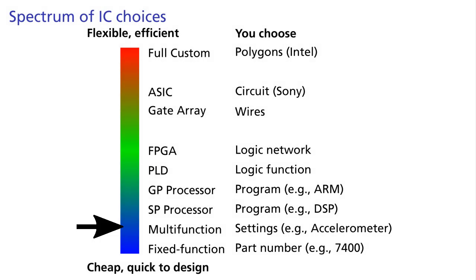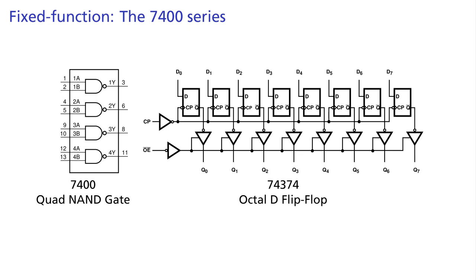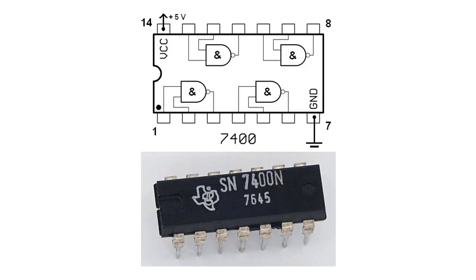Finally, we come to the simplest chips I know of, fixed function chips. Such chips contain small logic circuits, such as the 7400, which contains just 4 logical NAND gates, and the 74374, which contains 8 flip-flops connected to a common clock with a single output enable. You don't get to control much with these chips, just which part number you're buying. You don't get to choose the layout, circuit, program, or configuration of these chips. But for many years, such chips were all that were available.